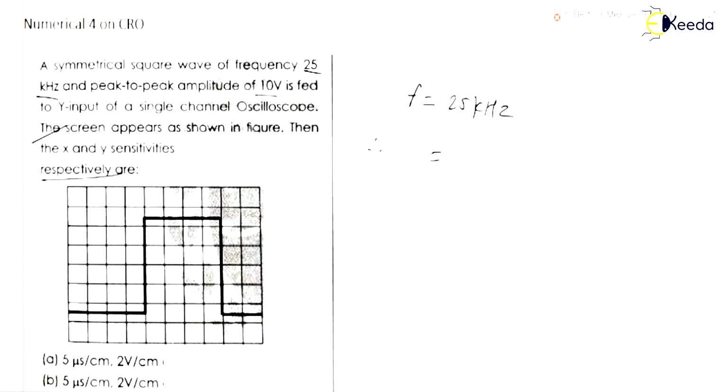Time t is equal to 1 by frequency, so it is 1 by 25,000, so it is 4 into 10 to the power minus 5. Okay, so it is like 40 microsecond. Okay, this is the time period, right? And it is given that the peak to peak amplitude is equal to 10 volt.